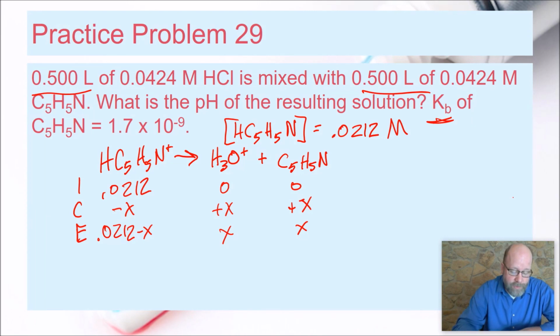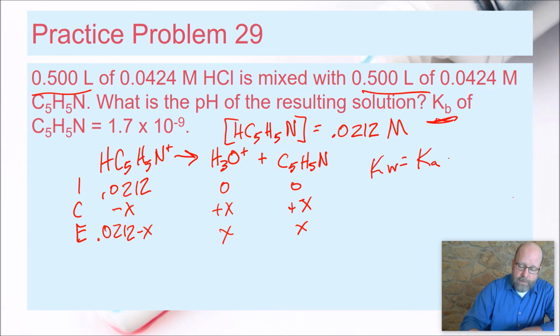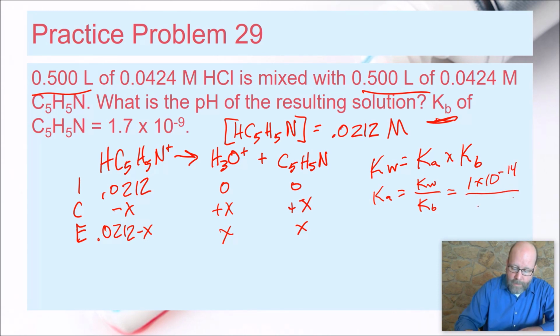I'm not entirely sure that my Ka is small enough that I can ignore the minus X on that 0.0212. But let's take a look. So we need to turn this Kb into Ka. And so Kw equals Ka times Kb. So we can do Ka equals Kw over Kb, just dividing both sides by Kb, and that's going to be 1 times 10 to the negative 14th, that's Kw, divided by 1.7 times 10 to the negative 9th.